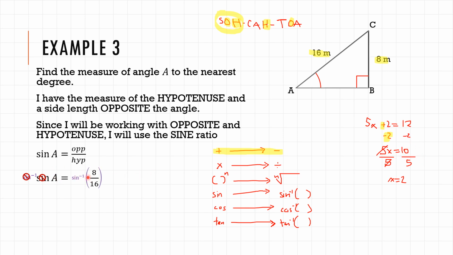So if I do the same thing to the other side, I find out that the angle A is equal to the sine inverse of 8 over 16. 8 over 16 is 0.5. And if you look on your calculator, you press that shift or second button, and then you press sine, you'll get the sine inverse. Do the sine inverse of 0.5, and you'll find out that this angle is exactly 30 degrees.